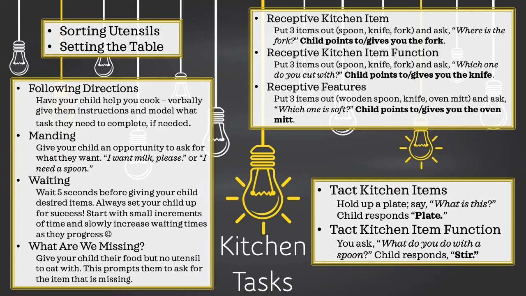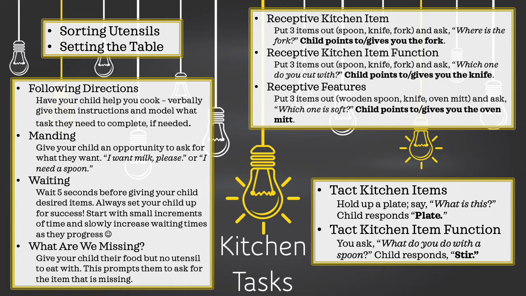The first room we're going to cover is the kitchen. There are many ways to incorporate your child's ABA programs into kitchen tasks. You can have your child sort utensils in a drawer and also set the table. Your child can practice following directions, manding for what they want, waiting for what they want, and telling you what is missing. For instance, you would give your child their food, but no fork to eat it with. This prompts your child to ask for what they need.